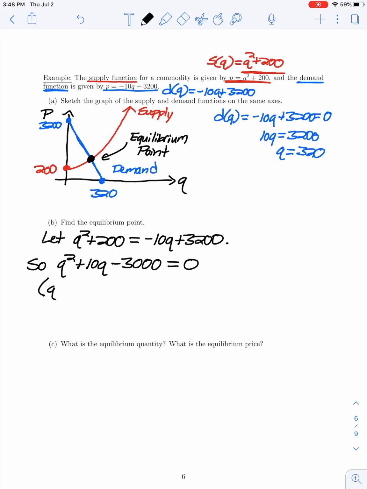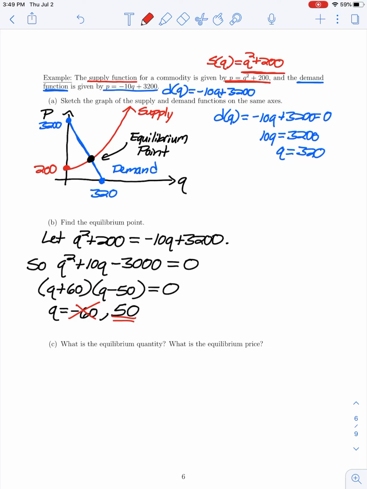And here we see that this quadratic can be factored as Q plus 60 times Q minus 50 equals 0. So it follows that Q could either equal negative 60 or positive 50. Since Q represents a quantity supplied or demanded, we can't have a negative value for Q. So this negative 60 value we would reject. It doesn't make sense when we're thinking about the physical interpretation of the problem.